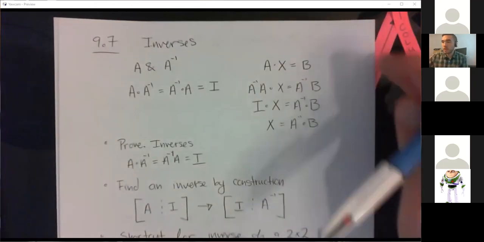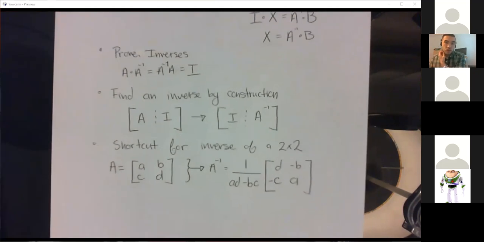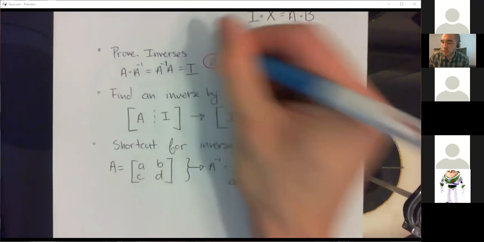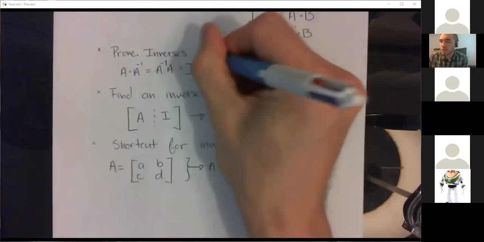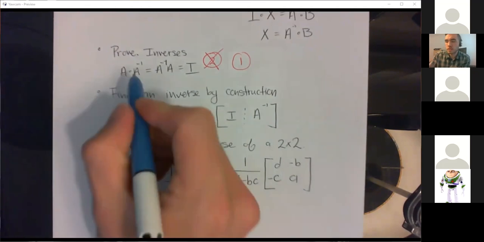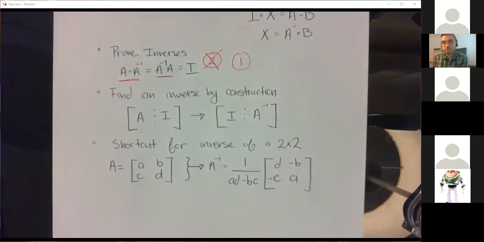For 9.7 inverses, this is the part that I think is spicy. I'm going to ask you to prove that 2 things are inverses twice. It will have 2 parts. It's one question. The sense in which it is 2 parts is that I'm going to ask you to do this, and then I'm going to ask you to do that.